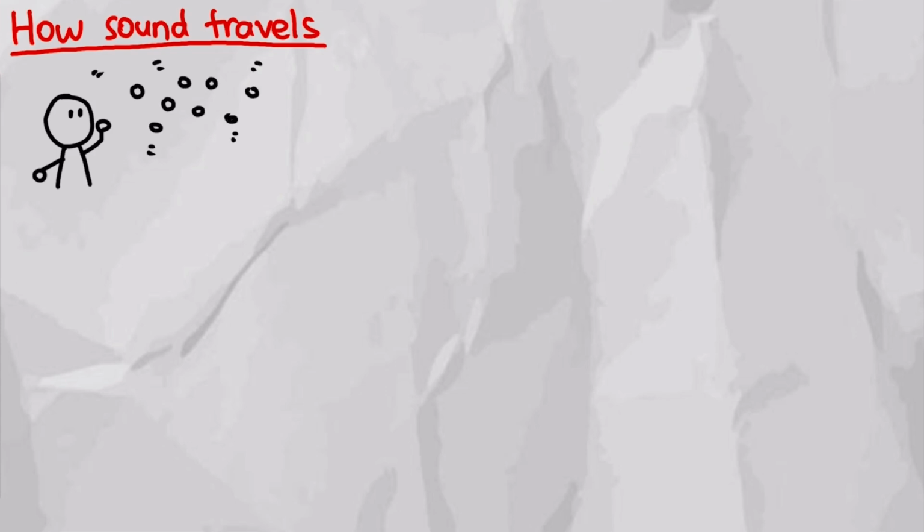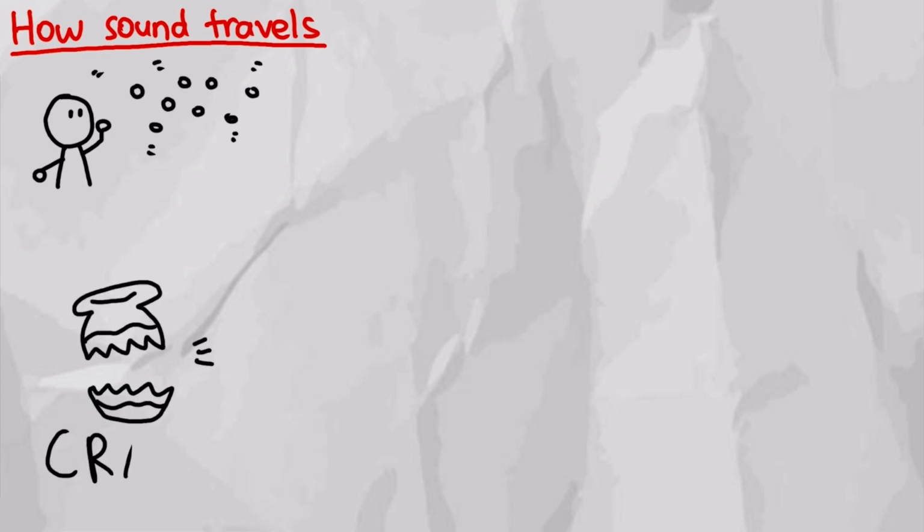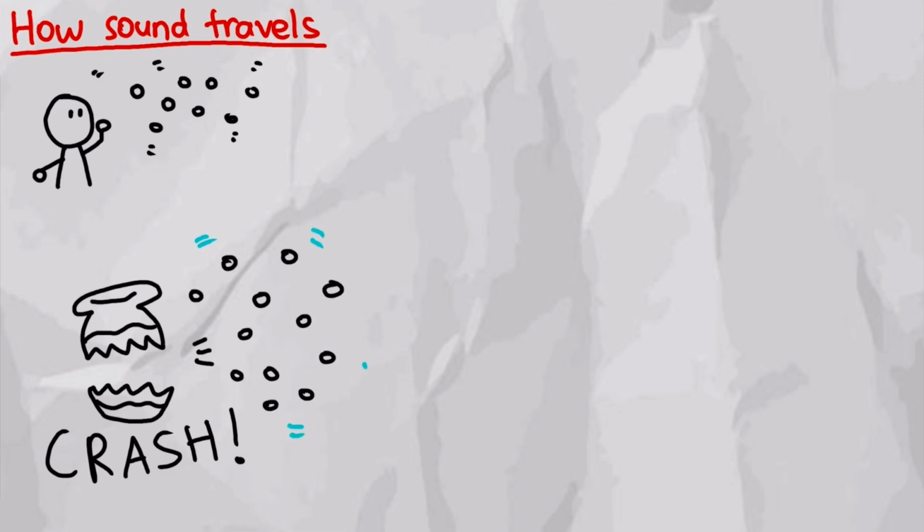When a sound is made, say a pot smashing apart, the air molecules around it vibrate. Those air molecules then make the air molecules around them vibrate as well, causing a chain reaction of vibrations. This is what a sound wave is.